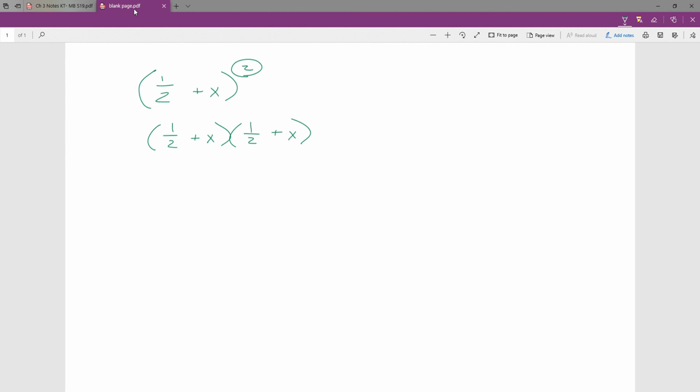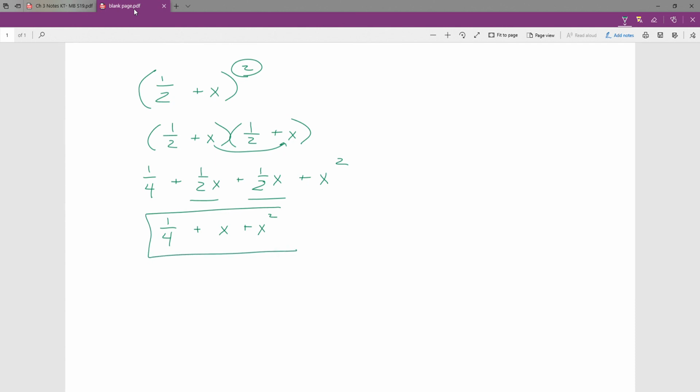I'd have 1/2 times 1/2. So that's 1/4 for my first. I'd have outside plus 1/2 x, inside plus 1/2 x, and then last, plus x squared. I have two x terms in the middle, and my final answer would be 1/4 plus x plus x squared. So a bit of a challenge one here, definitely one with fractions.